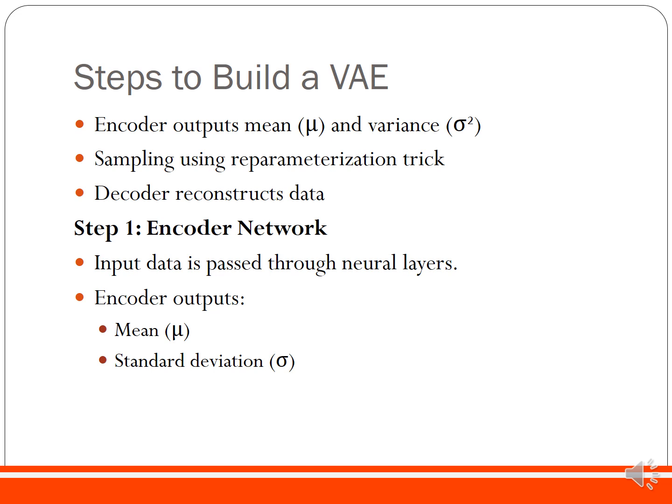Steps to build a VAE. The first component of a VAE is the encoder network. The encoder receives the input data and processes it through multiple neural network layers. Unlike a normal autoencoder, the encoder produces two outputs, mean and standard deviation. The mean represents the center of the distribution, and the standard deviation represents the spread of the distribution. These two properties define a probability distribution rather than a single latent vector.